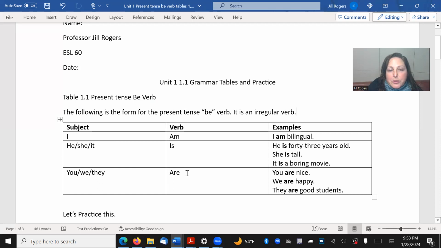Right? So that goes with the plural. But even if it's only singular, like one person is late, you are late. It's still used with the are verb. Okay, so that's the form.